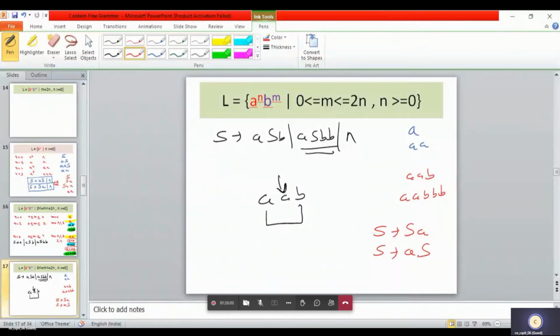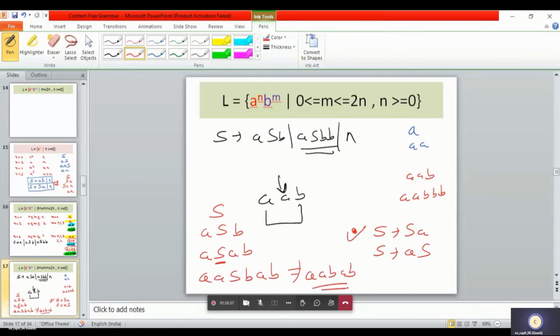Now if I select this option, if I select S gives SA, then what will happen? We have this kind of derivation. From S we are getting ASB. Now I will replace S with SAB. Because S is a recursive rule, if I replace with ASB, then my string will be AABAB, which is not valid. Why? Because we have to maintain the order. We have to preserve the order.